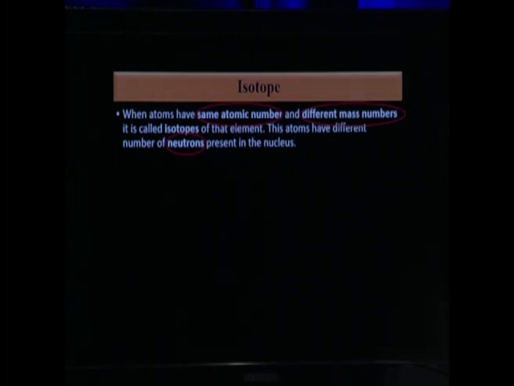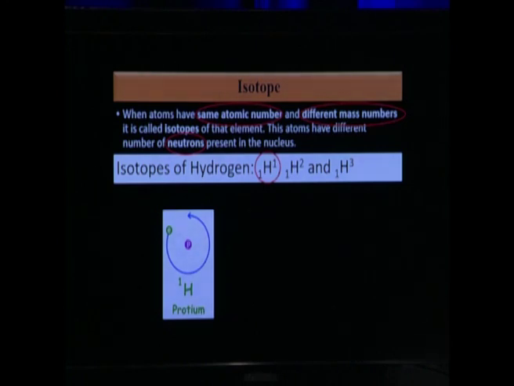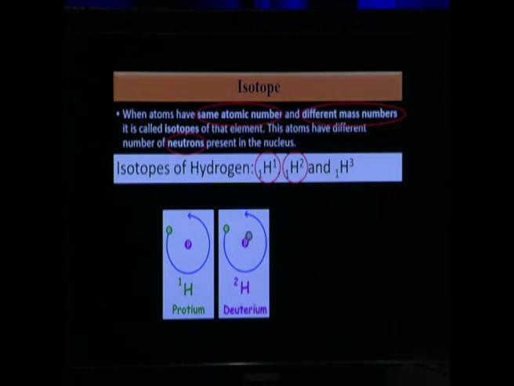Let us explore isotopes some more by looking at an example. Isotopes of hydrogen: hydrogen 1, hydrogen 2 and hydrogen 3. We will look at hydrogen 1 first, how it looks. Here, electron, proton, so it does not have a neutron. So, hydrogen 1 has only one proton. We call this protium. Next, we have hydrogen 2. Here it contains one proton and one neutron, and we call this deuterium.